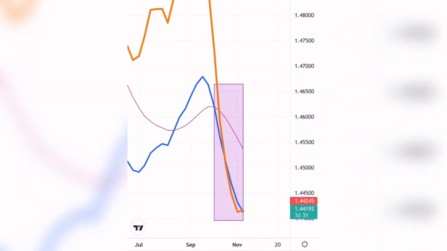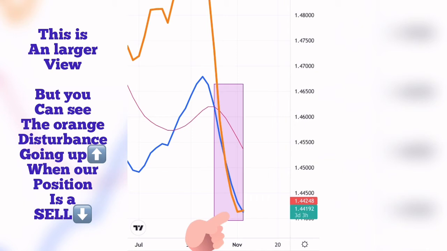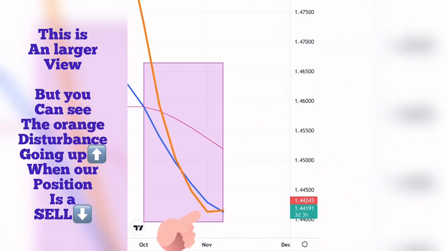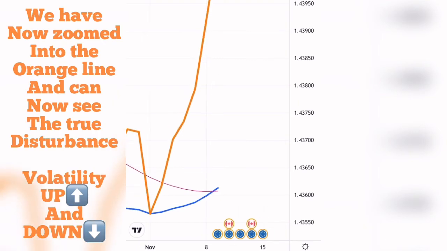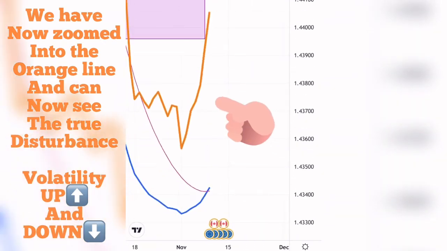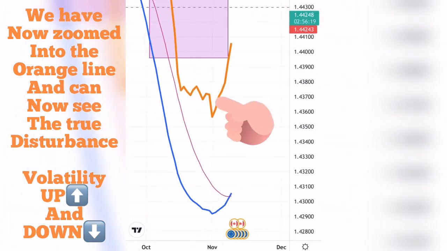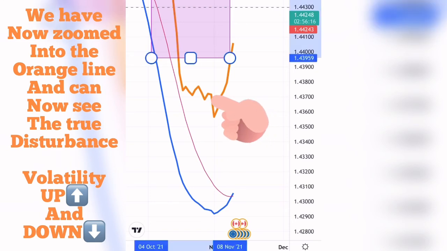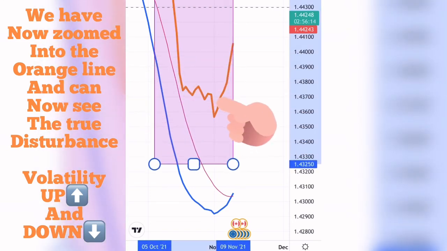So we definitely see again, we can see the disturbance taking place at the bottom here. If we look at that orange section there, you can see the orange is definitely going against our trend. But we also see that if we look a little closer here, the disturbance is much more defined. Okay, so this is really the place where you want to look.